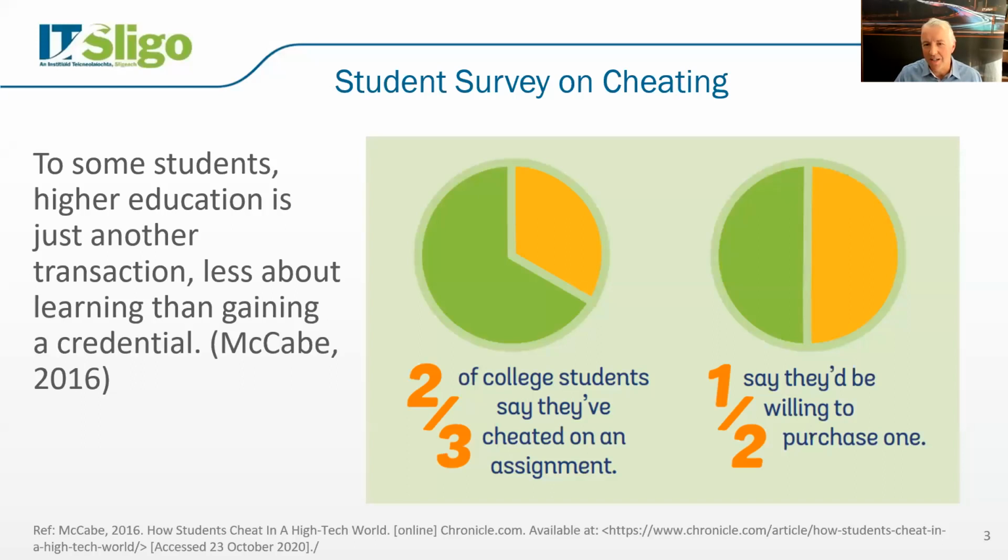In a survey, about 70,000 students were surveyed in the US, and two thirds of them said they cheated. Now, what does cheating mean? It could be collusion, it could be copying, and it could be right through to getting somebody else to do the study. But we'll talk about that a little bit later when we talk about strategies to avoid.